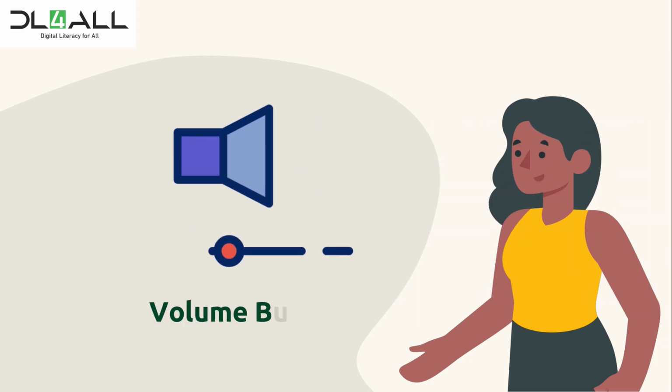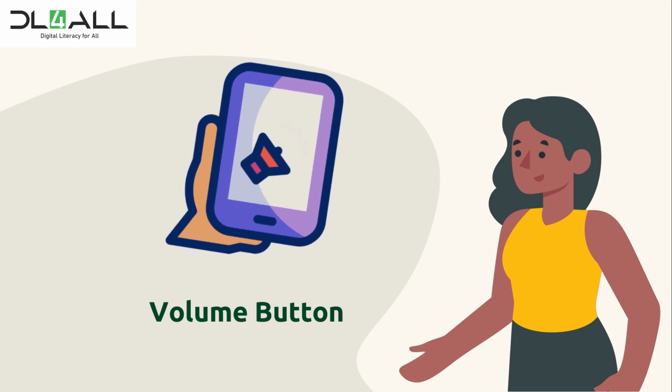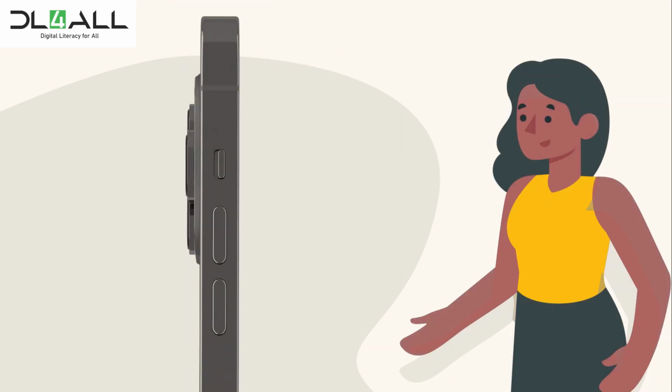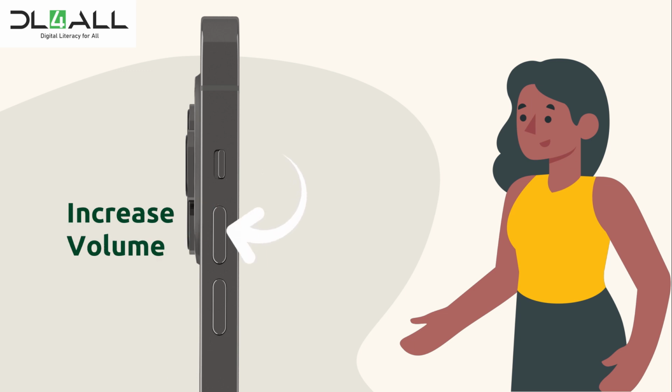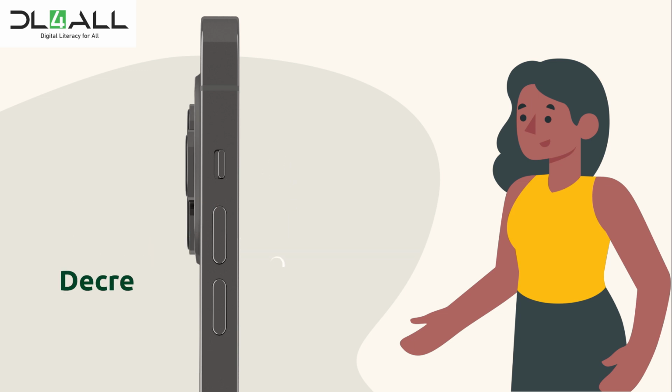The volume button. This button controls the device's volume level. On most devices, the volume button is located at the side. Press the upper button to increase the volume and the lower button to decrease the volume.